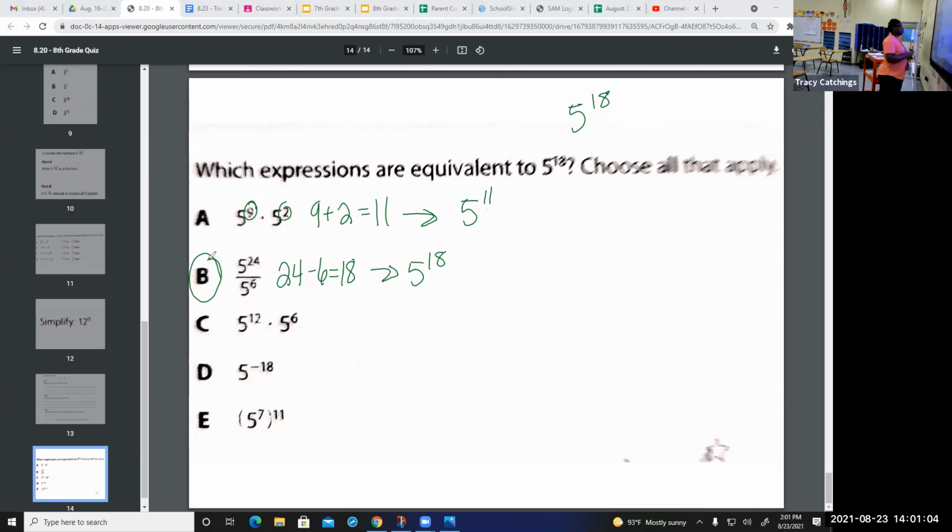C, multiplying with the same base, add exponents. 12 plus 6 is 18, so we can rewrite that as 5 to the 18th power, and yes, it will work. D had 5 to the negative 18th power, and we should already know that would not be the same. We would have to move it to the bottom, take the reciprocal, and put it over 1. E gave us a power by power, so we will multiply those exponents, and that would have given us 5 to the 77th power. So we should add B and C as correct answers.